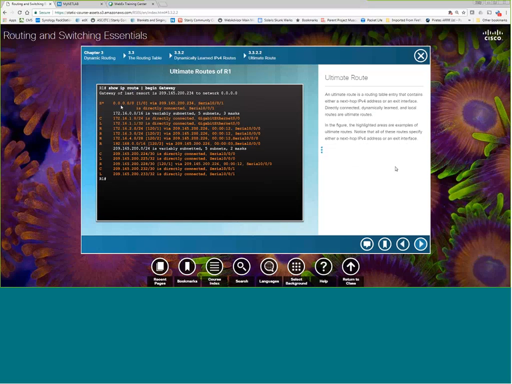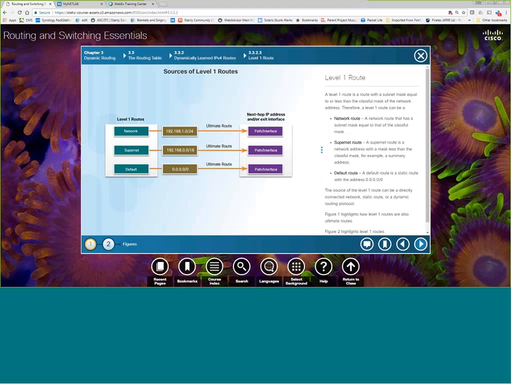So looking at our different ultimate routes, these are ultimate routes because they all have a next hop or outgoing interface. A level 1 route is a route with a mask that is equal to the classical mask or less. Now, how can it be less? There's a thing called a supernet. Supernets are defined by what's called summarization. We talked about summarization in Introduction to Networks. So a supernet is a group of summarized networks. So that is a level 1 route.